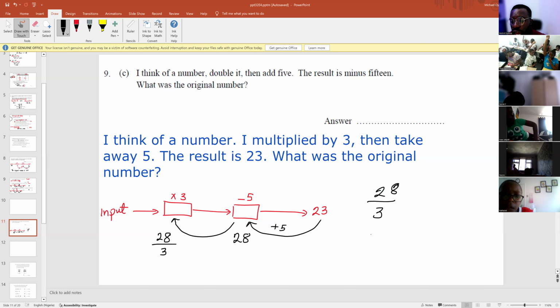or you take it as a decimal, or you take it as a mixed number. Any of these three is correct.